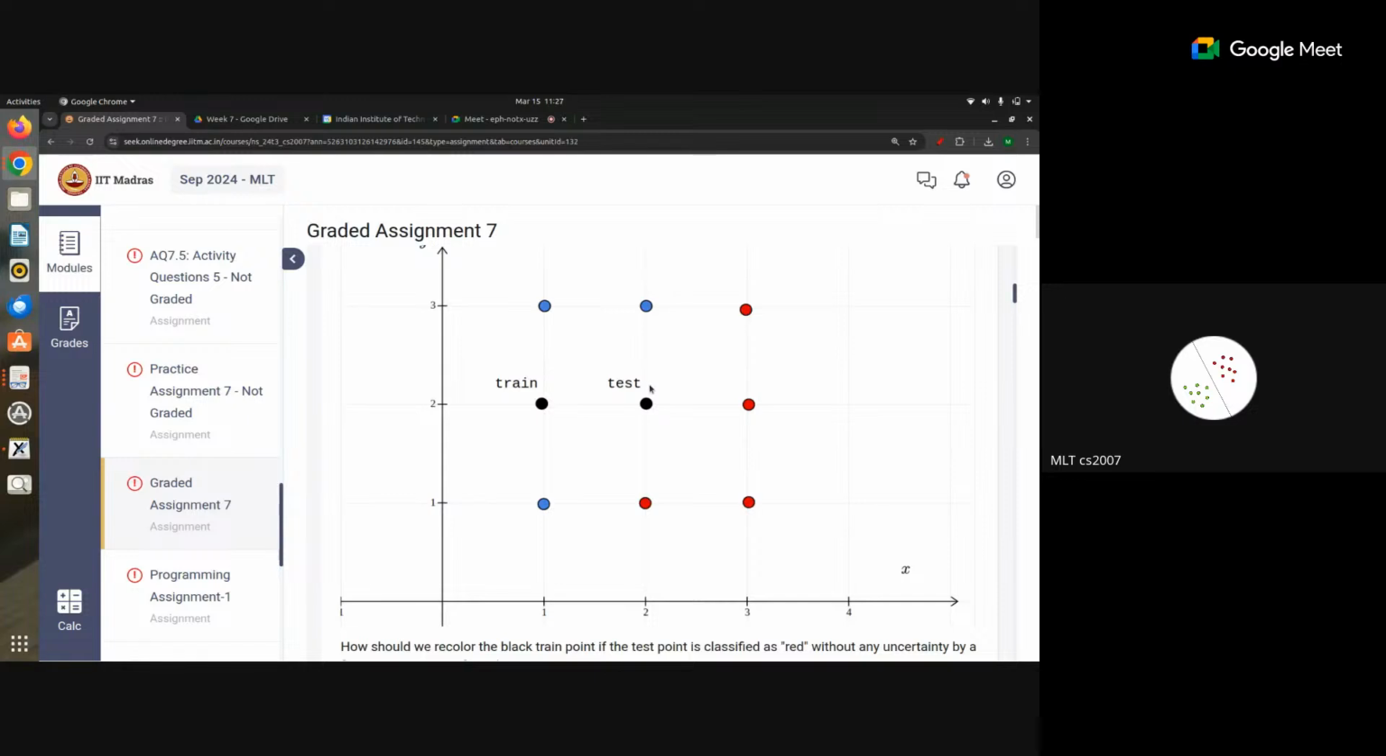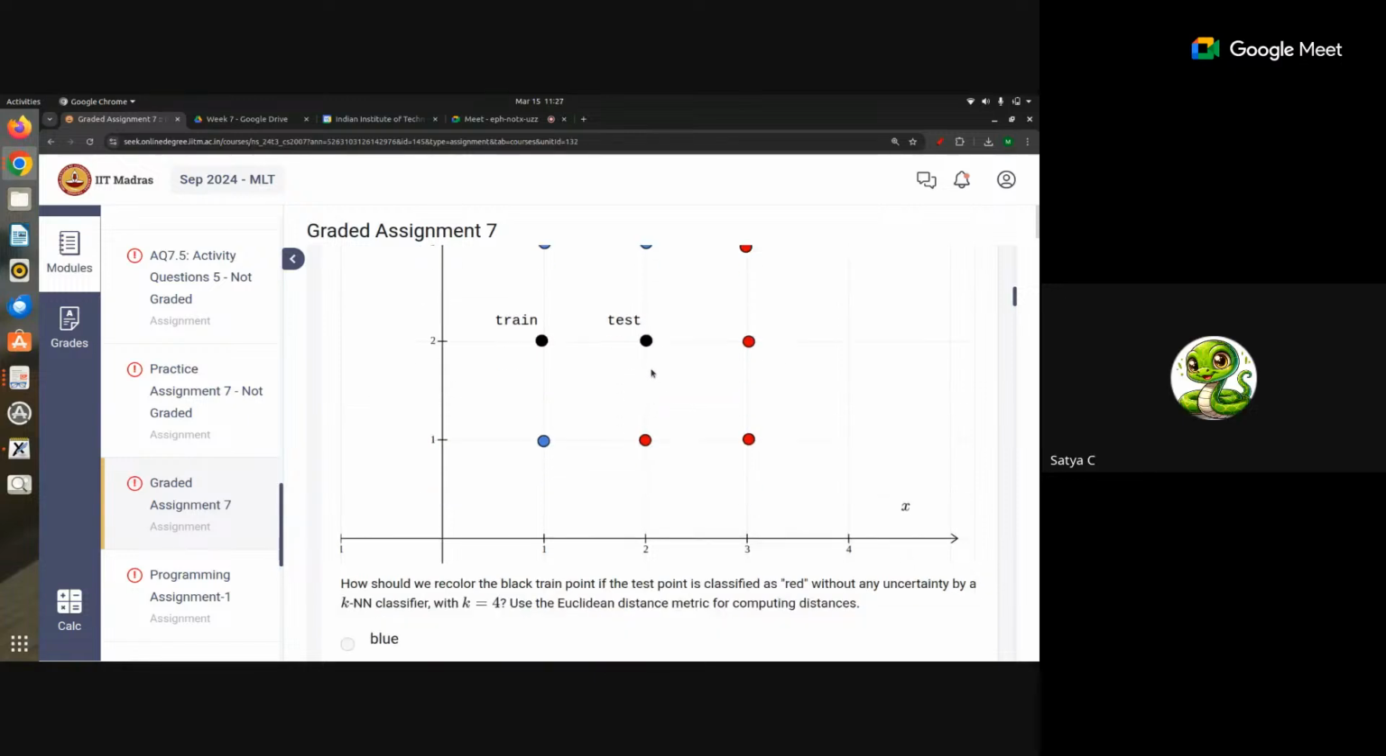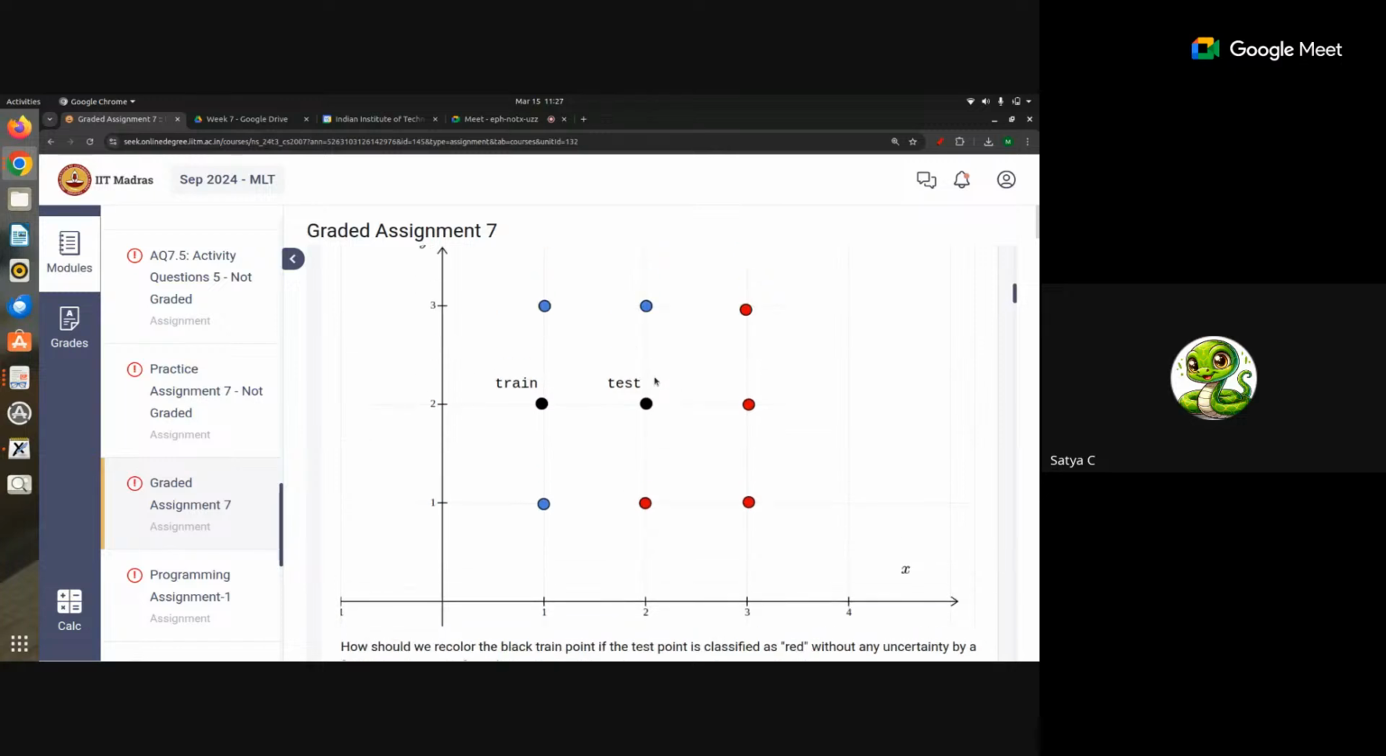So what do you think? What is the test prediction here? Firstly, we have to find the 1, 2 point.